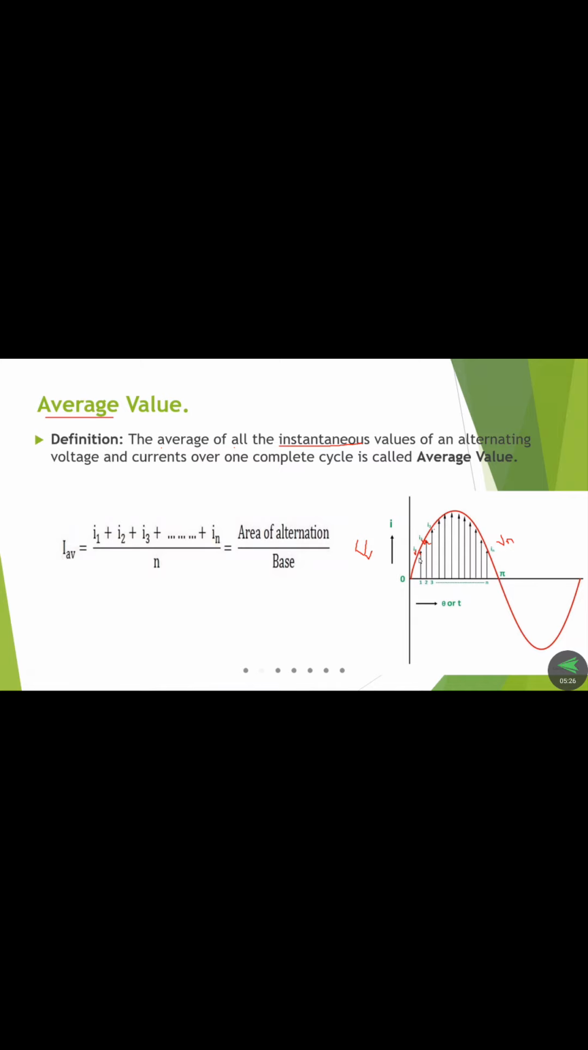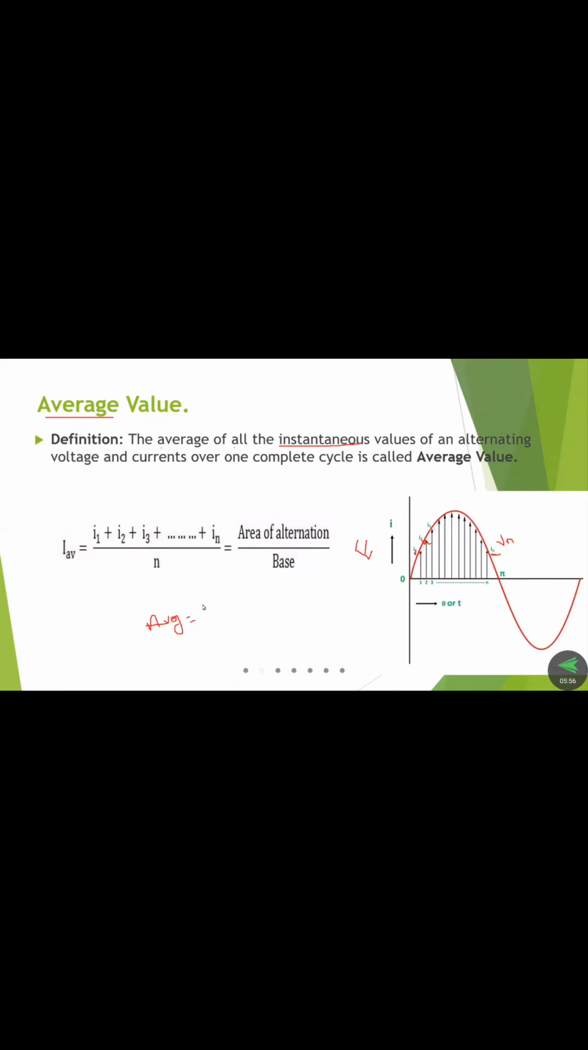A positive half cycle will be considered, starting from 0 and ending at 180 degrees. In between, we have divided the current into small slices, into n number of slices, starting from 1 and ending at In. So how can we write the average formula? Sum of the quantities divided by the number of quantities.